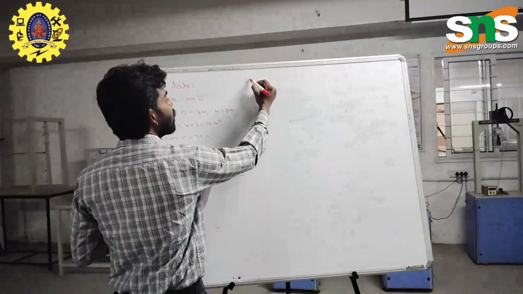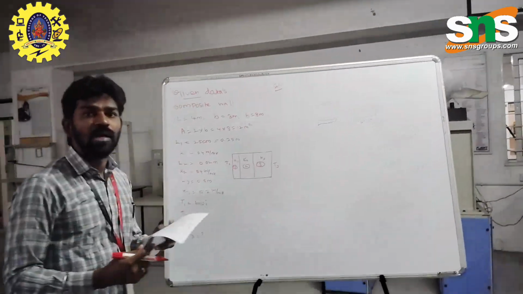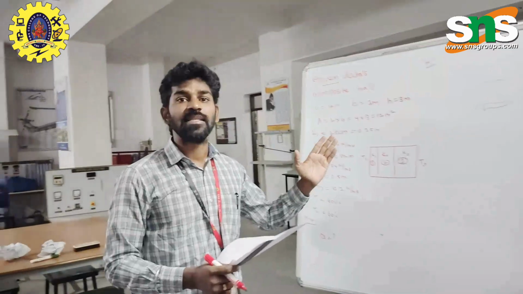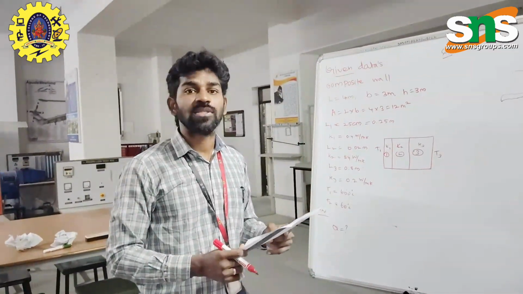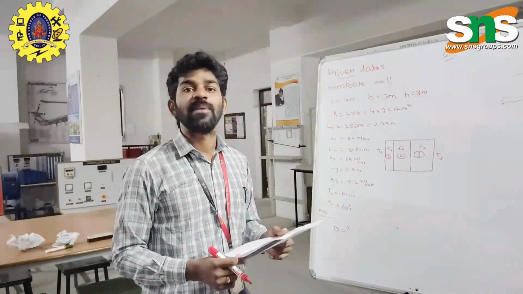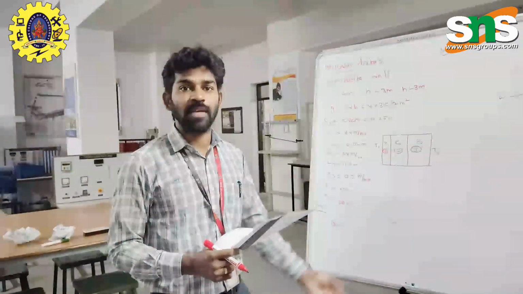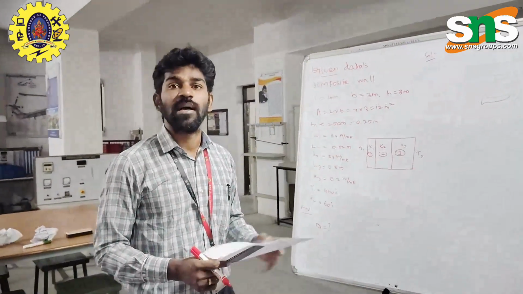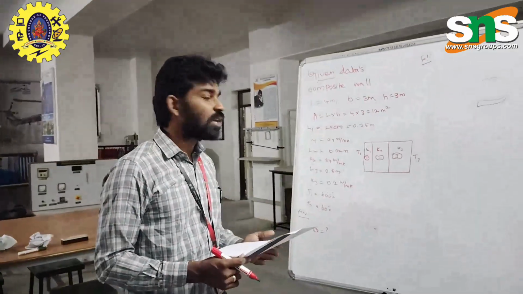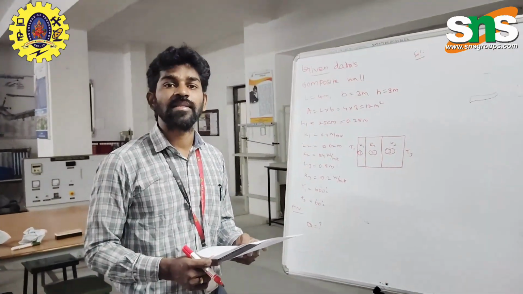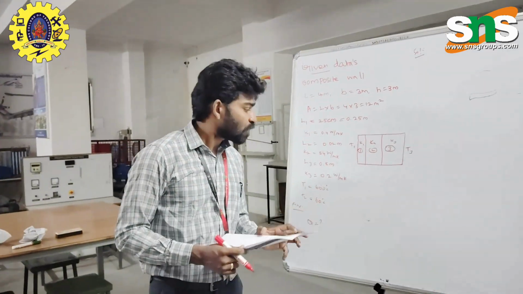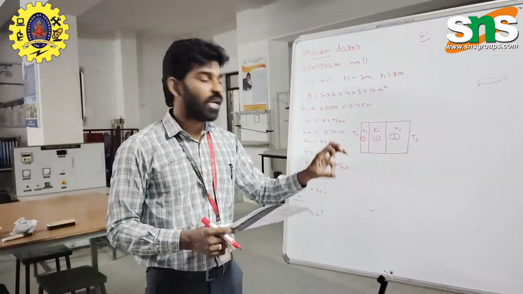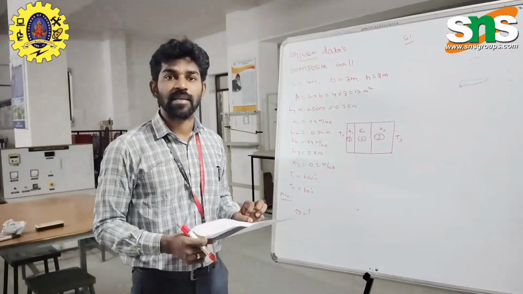Next we go to the solution part. Once again I will summarize the given data. This is a 3 layer structure problem, the temperatures T1 and T2 are given, the length, breadth and height are also given, and the thermal conductivities K1, K2 and K3 are given. In this problem we need to find the net heat transfer rate.